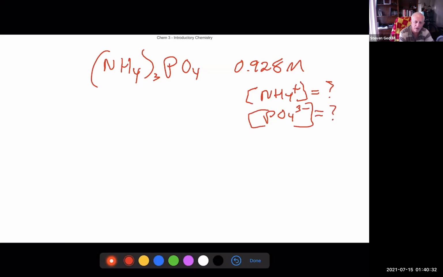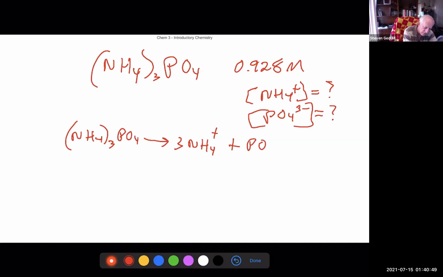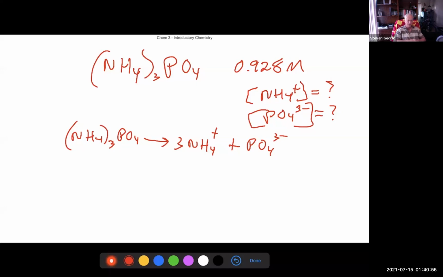Okay, so write the ionic equation. NH4 ammonium phosphate dissolves in water to form the ammonium ion, and it's three of them, and a phosphate ion. Okay, so far so good. We see how that broke up. We've done all this before. This is nothing new yet.